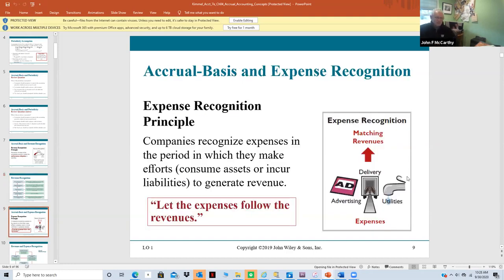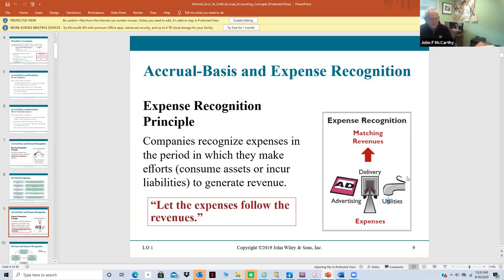Expense recognition principle. We record expenses in the period in which we consume assets or incur liabilities. So what does that mean? What does consume assets mean? If we have prepaid insurance, we buy 12 months of it. Every month it expires, or we consume some of it. Or if we had bought supplies and we used supplies in our process, we're consuming those assets.